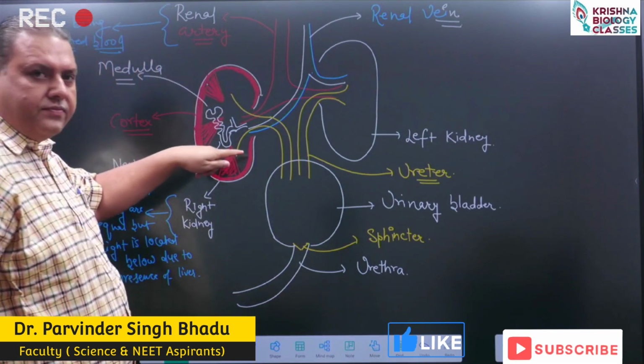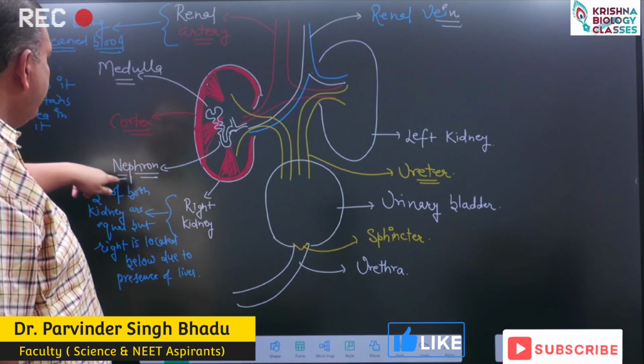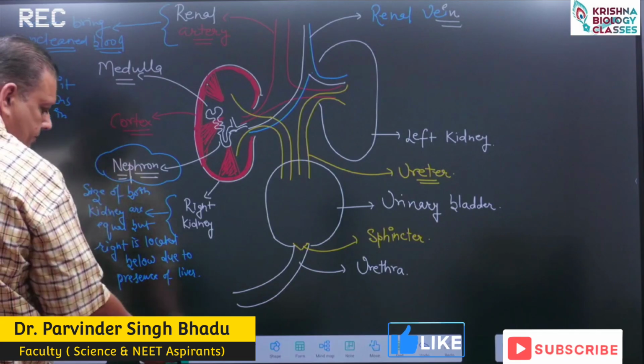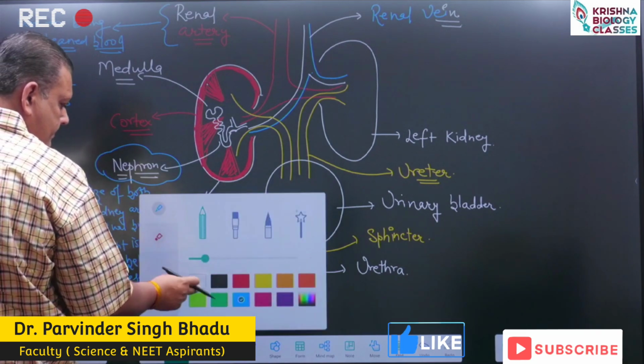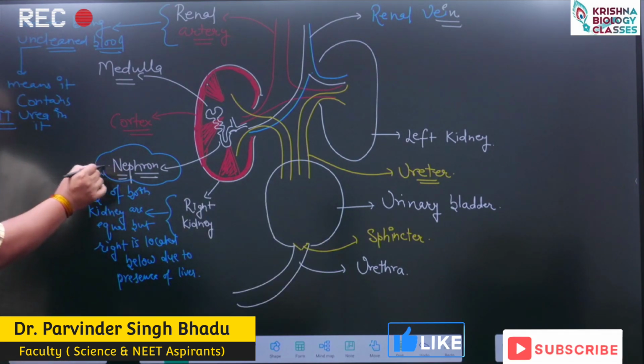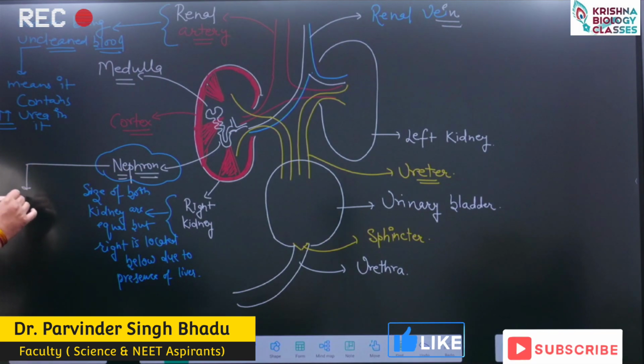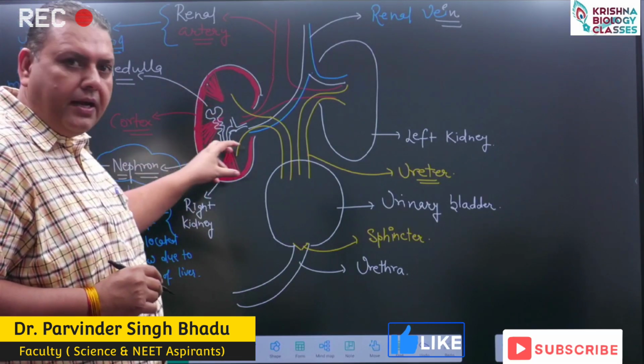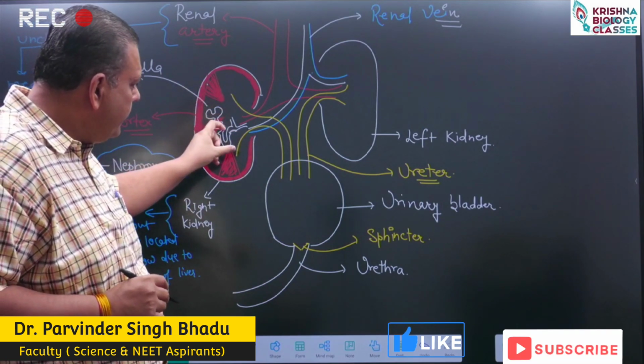Inside the kidney, this blood will be cleaned with the help of nephron. These nephrons are the structural and functional unit of our kidney. Now, they will clean the blood, they will form the urine.